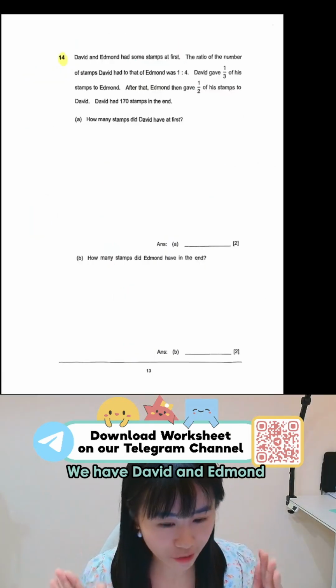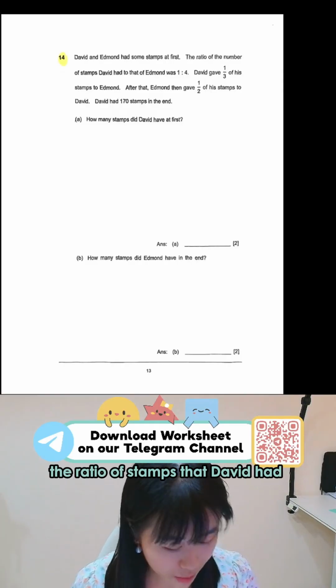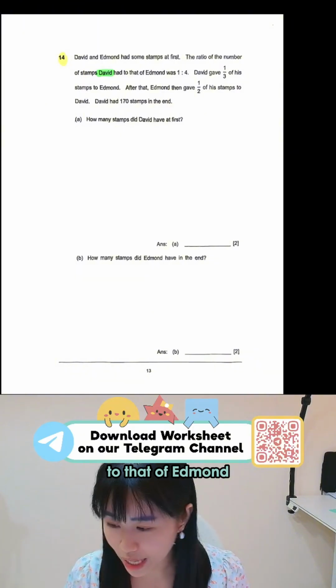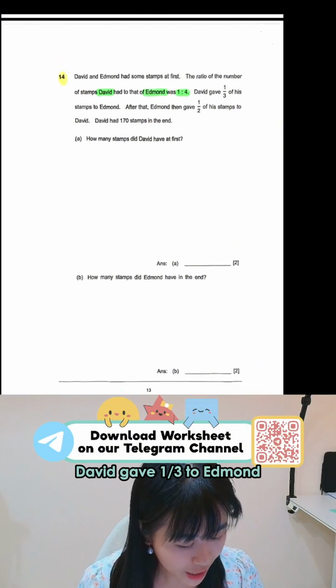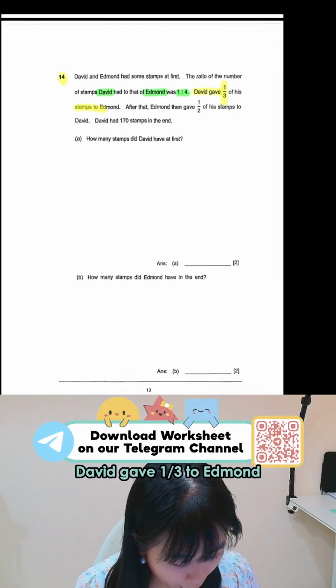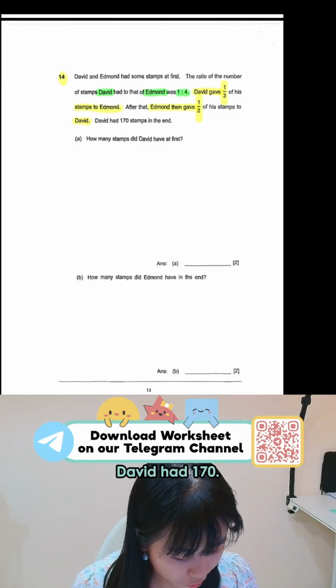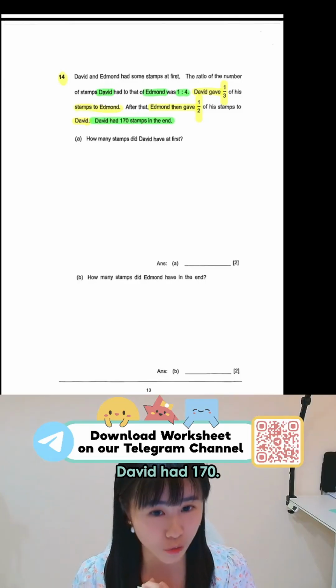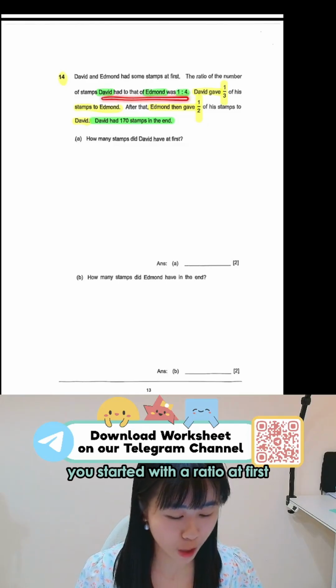Okay, we have David and Edmund who had some stamps at first. The ratio of stamps that David had to that of Edmund was 1:4. David gave 1/3 to Edmund. Then Edmund gave half to David. In the end, David had 170. So just by looking at this question, you see, you started with a ratio at first.